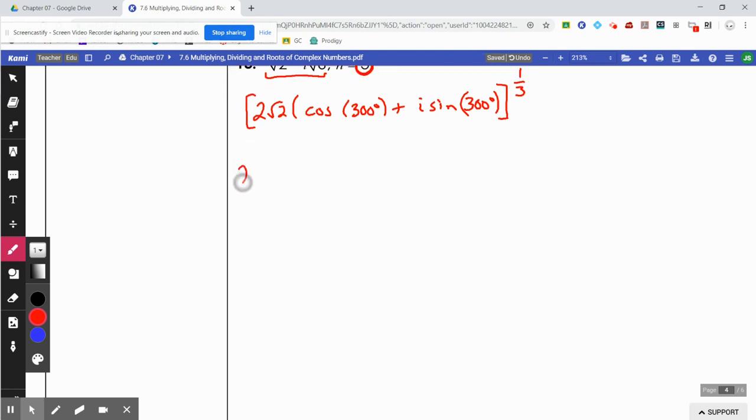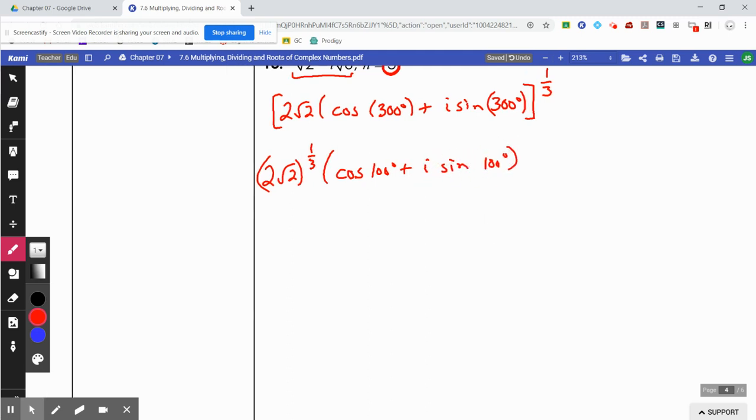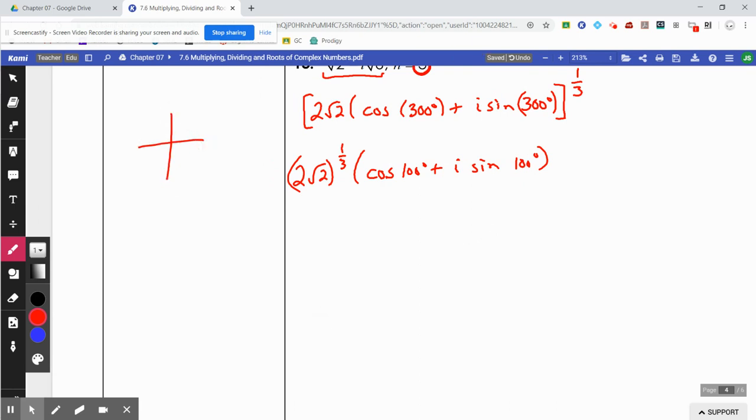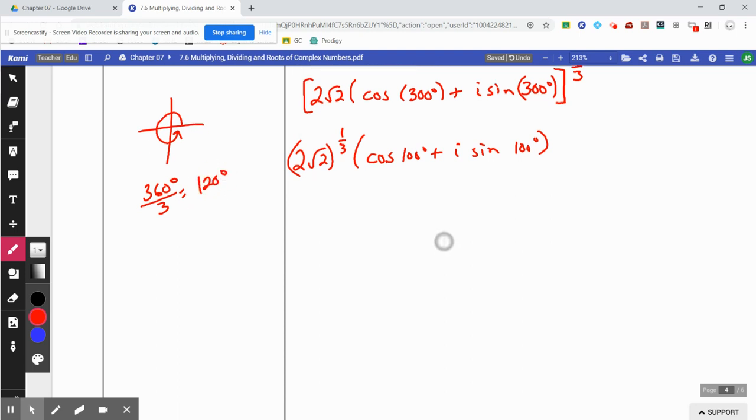We're going to have our first answer located at 2 root 2 to the 1/3 power. And you could actually use that same trick I did a while ago for that. I believe that's going to be simply root 2. Then you're going to take your angle and multiply it by 1/3. So that'd be the cosine of 100 plus i sine of 100. Since you have 3 roots, 360 is a full trip. So divide that by 3, you'll have an answer occurring every 120 degrees.